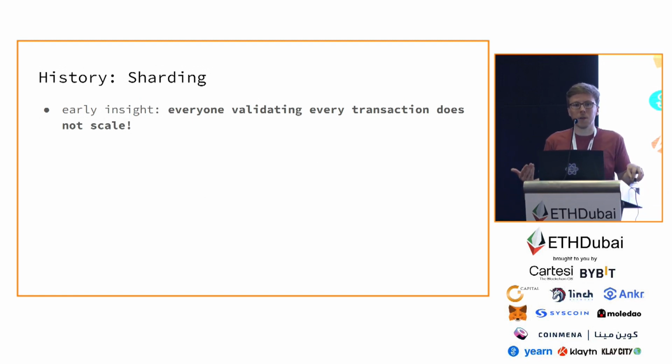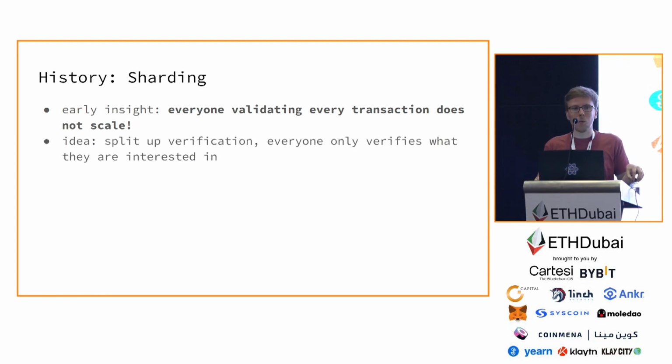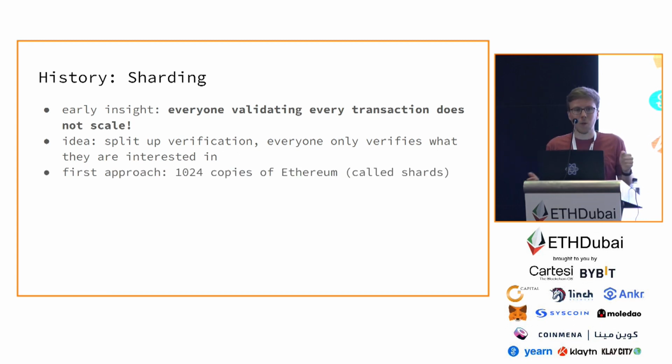You can't have every person in the entire world validate every single transaction. So people in the very early days of Ethereum came up with the idea of finding a way of splitting up the activity on the chain so that everyone only has to look at the parts that they're interested in. The first approach was to take 1,000 copies of Ethereum and call them shards, and they all run in parallel, and that way we get some scaling.